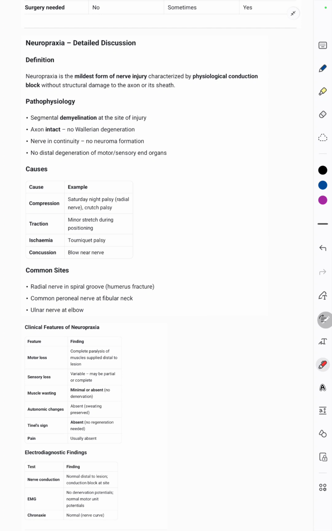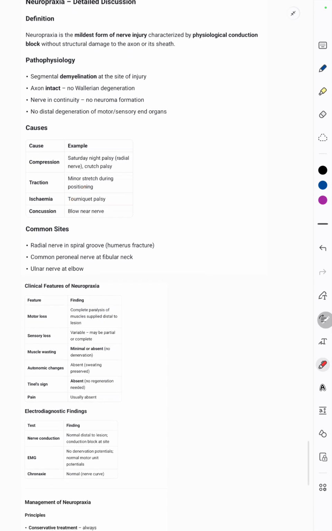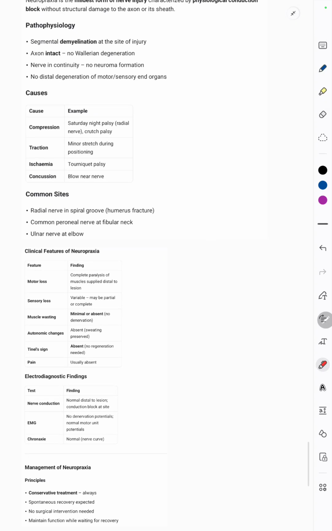The pathophysiology is a particular segment getting demyelination. The axon remains intact. No Wallerian degeneration is seen. Causes for this are compression and mild traction, compression as in the case of Saturday night palsy or crutch palsy. Then tourniquet palsy can be another cause. Common sites are the radial nerve because of the radial groove, then the ulnar nerve, and the common peroneal nerve at the fibular neck.